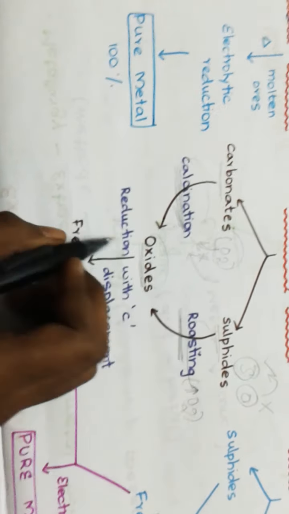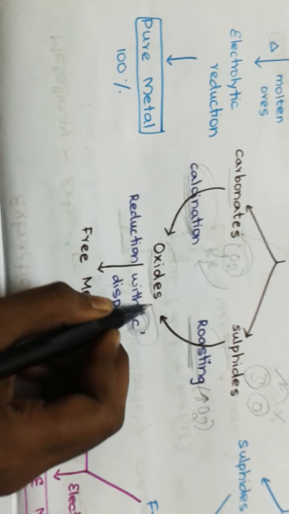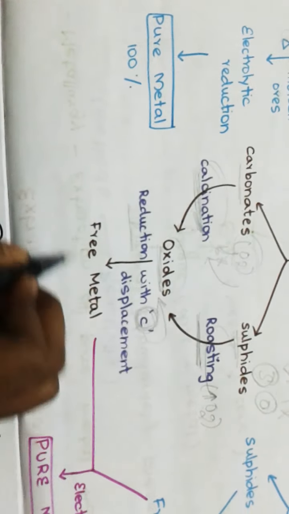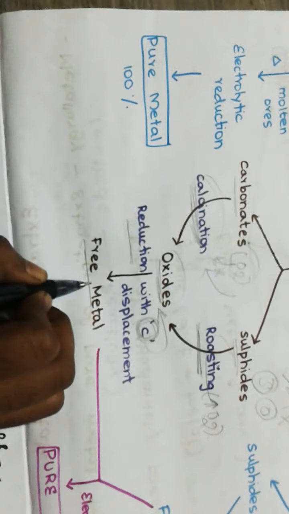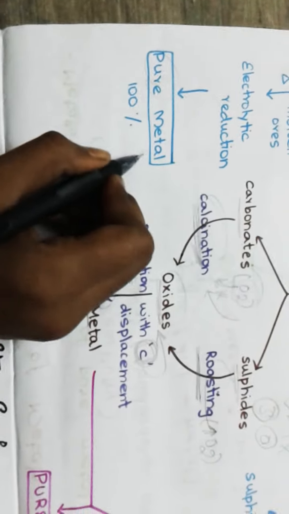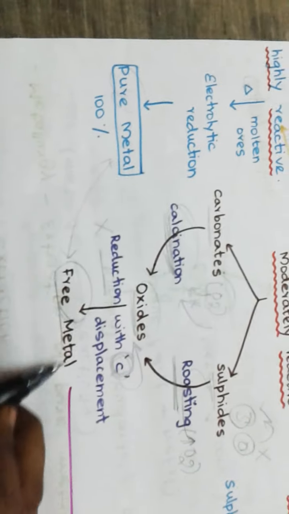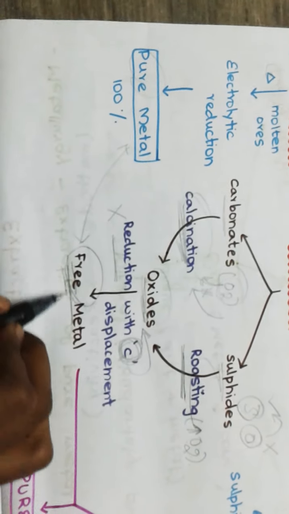From the oxides, when you reduce with the element carbon, you get the free metal. Children, be very clear, this free metal and this pure metal are totally different metal compositions. This is pure metal, and this is free metal.